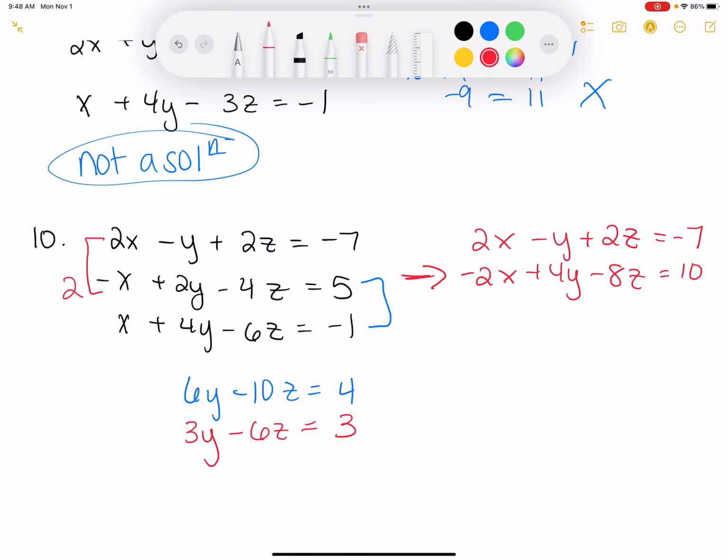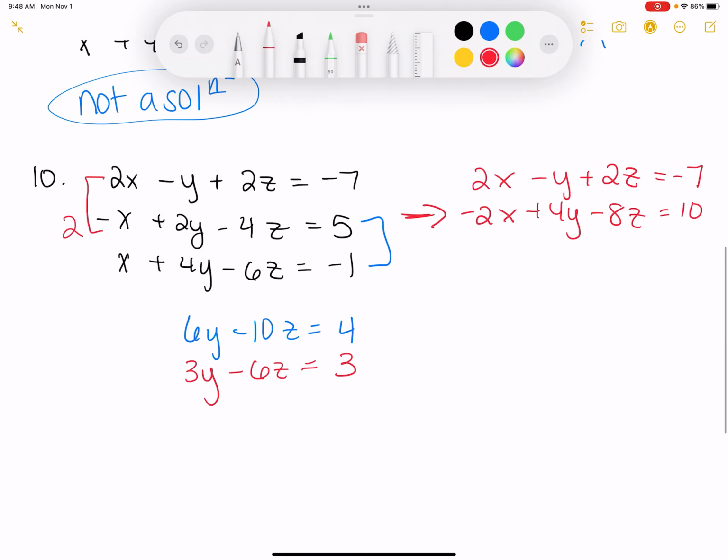So I need to multiply one of these by something to be able to cancel. Bottom one by 2. So then I have 6y minus 10z is equal to 4. And I need to do the 2 times. I was just copying down the top one. Sorry, but yes, it will be.